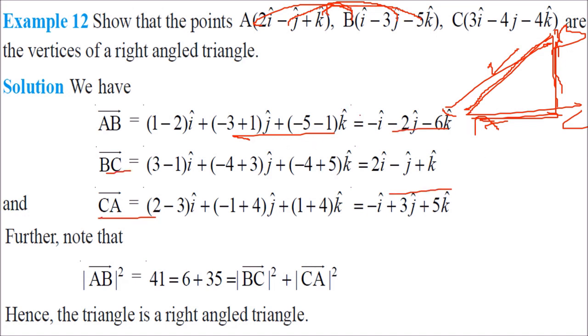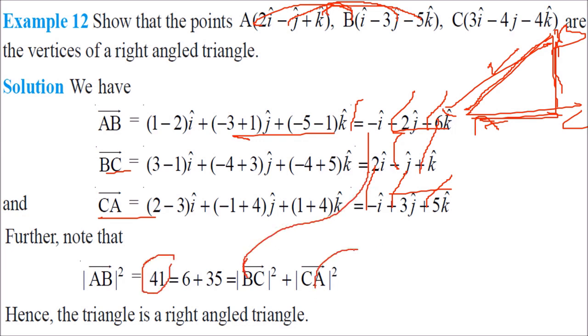And now find out the magnitude. That is 1 square plus 2 square plus 6 square, 2 square plus 1 square plus 1 square, 1 square plus 3 square plus 5 square. And just equate. That is, you get AB square as 41 and BC is simply 6 and CA is simply 35, because BC will come as under root 6, but we are squaring it. So this becomes equal to 41. This triangle is a right angle triangle.